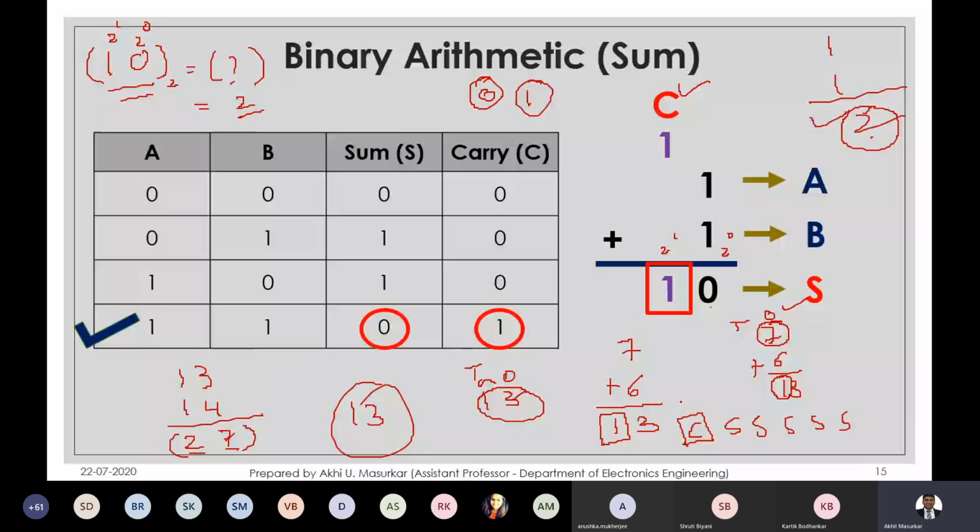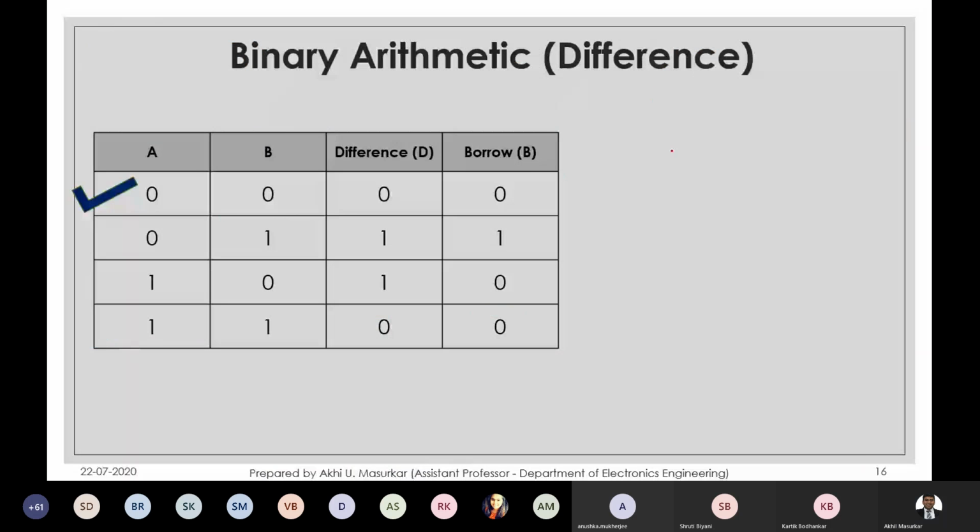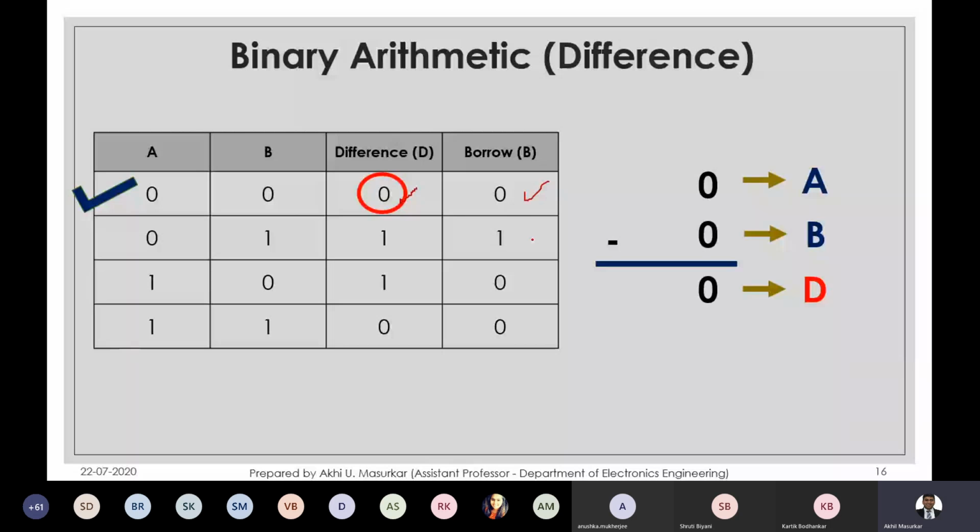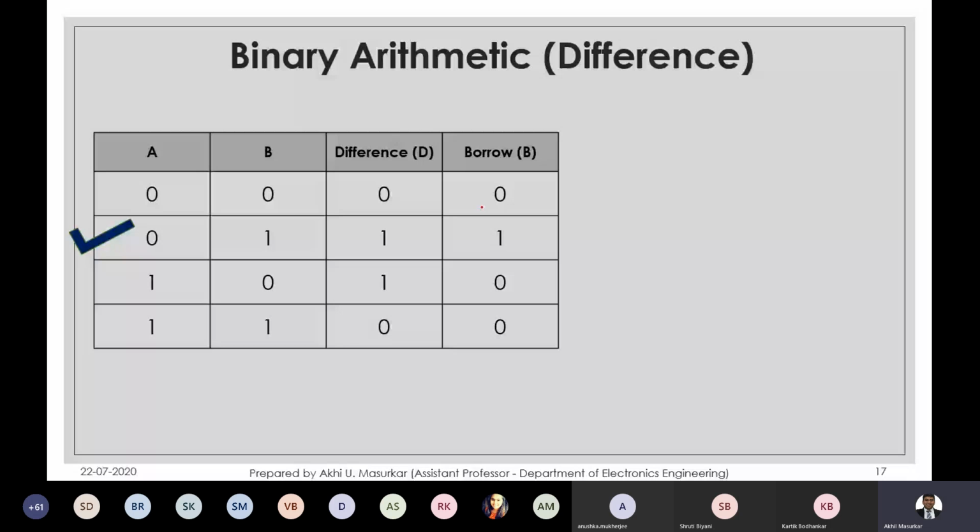So next is binary difference. Obviously same thing, 0 minus 0 is going to be 0, so difference is 0, borrow is also 0. Next case, A and B is 0, 1. So what is 0 minus 1?